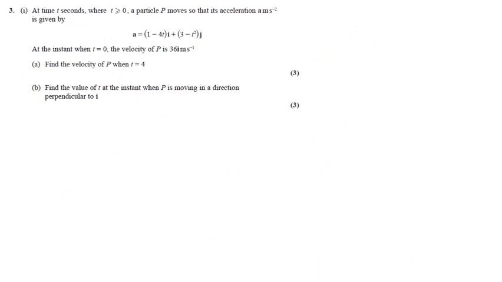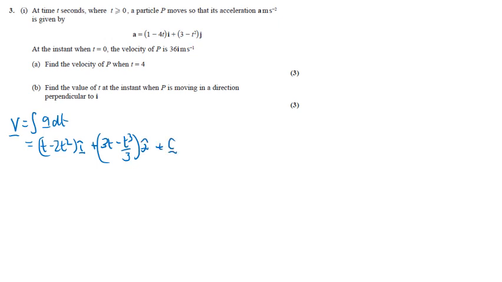Okay, well, this time we've been given the acceleration and we want to find the velocity. So it's not that different to the previous question really. So we start by integrating. So we're going to get t minus 2t squared in the i direction, and in the j direction, we're going to get 3t minus t cubed over 3, and then plus our constant vector. And this time our initial condition is that when t is equal to 0, v is 36i. So we'll substitute that in.